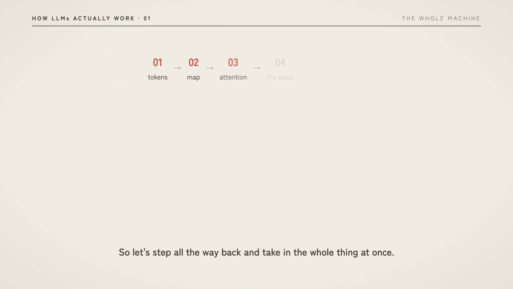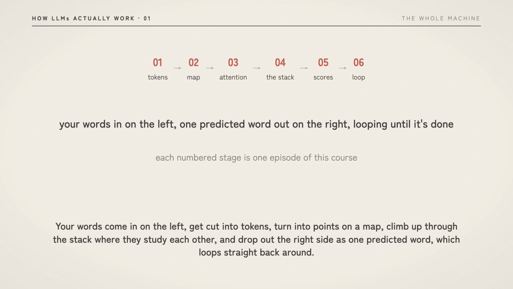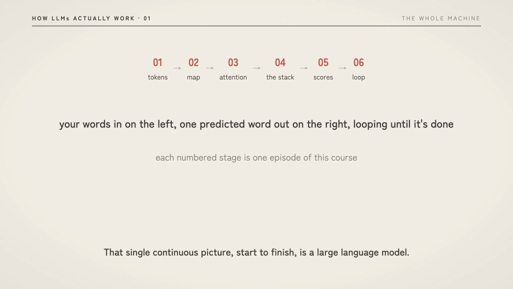So let's step all the way back and take in the whole thing at once. Your words come in on the left, get cut into tokens, turn into points on a map, climb up through the stack where they study each other, and drop out the right side as one predicted word, which loops straight back around. That single continuous picture, start to finish, is a large language model.